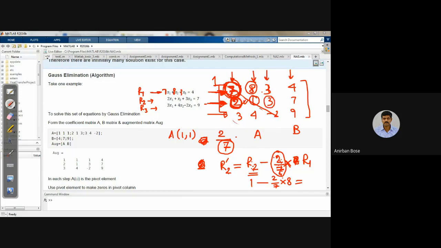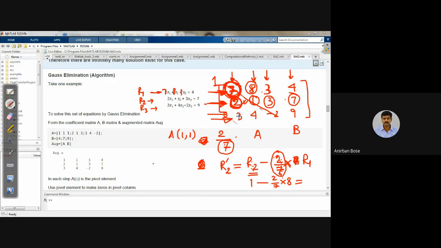In this way, this quantity is to be modified. In this way, this quantity also is to be modified. So in the whole augmented matrix, all the rows will be changed in this way. And then you have to do the same thing with the third row also. But remember, now we are considering this 7 as the pivot element. Okay, so this is the idea.